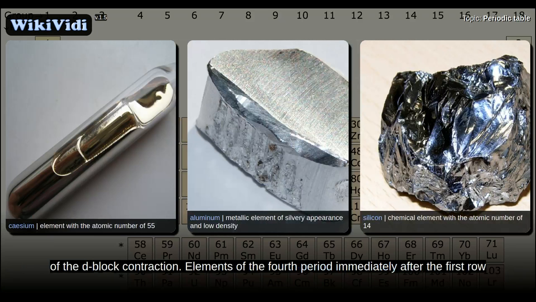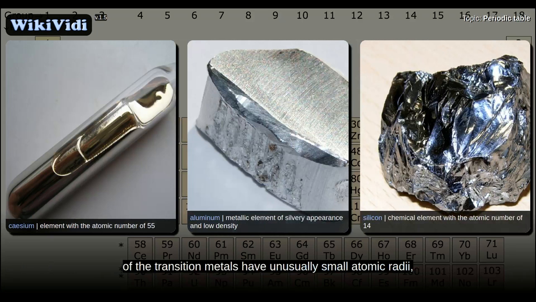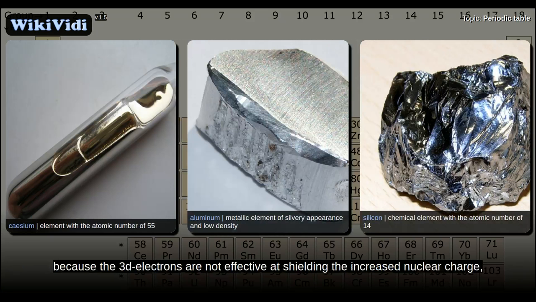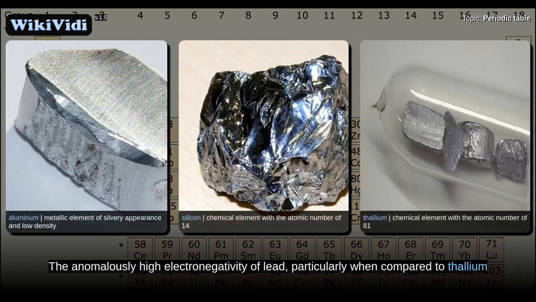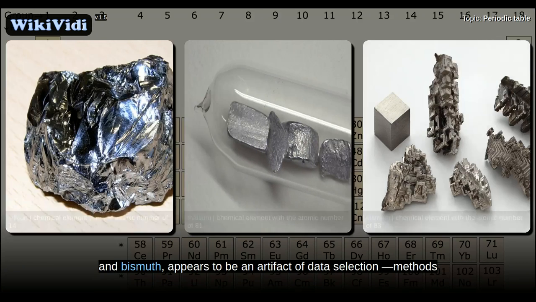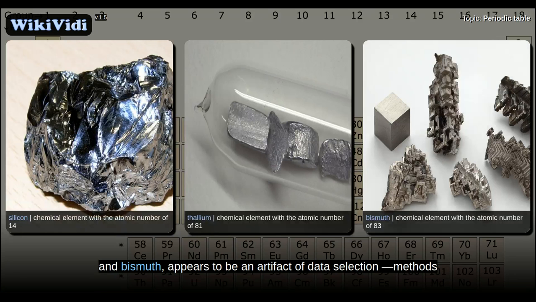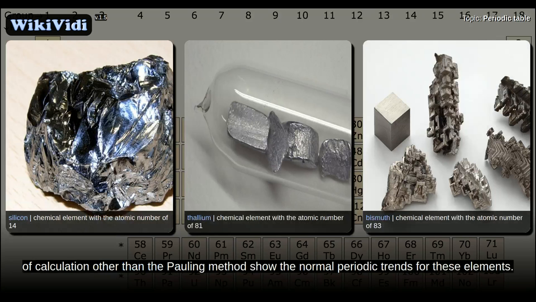Elements of the fourth period immediately after the first row of the transition metals have unusually small atomic radii, because the 3d electrons are not effective at shielding the increased nuclear charge, and smaller atomic size correlates with higher electronegativity. The anomalously high electronegativity of lead, particularly when compared to thallium and bismuth, appears to be an artifact of data selection. Methods of calculation other than the Pauling method show the normal periodic trends for these elements.